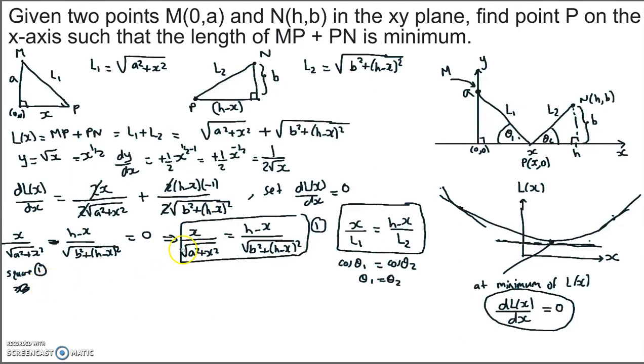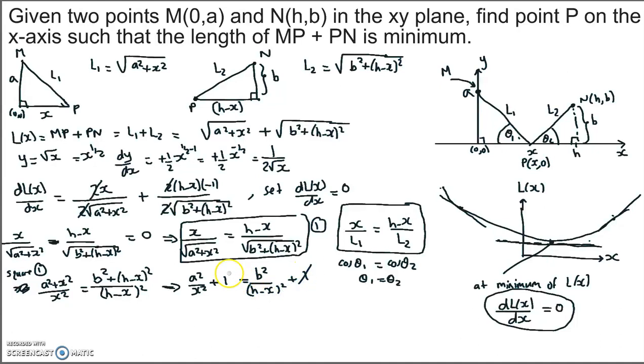So if we square the square root of a squared plus x squared, we'll have a squared plus x squared divided by the square of the numerator, x squared, equals, we're going to flip this term as well, b squared plus (h minus x) squared divided by (h minus x) squared. Now this can be simplified: a squared plus x squared divided by x squared is a squared over x squared plus 1 equals b squared over (h minus x) squared plus 1. The 1 cancels with the 1.